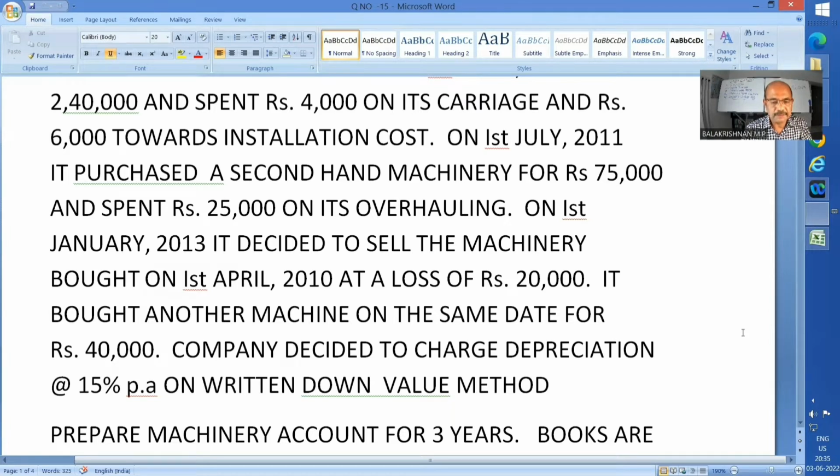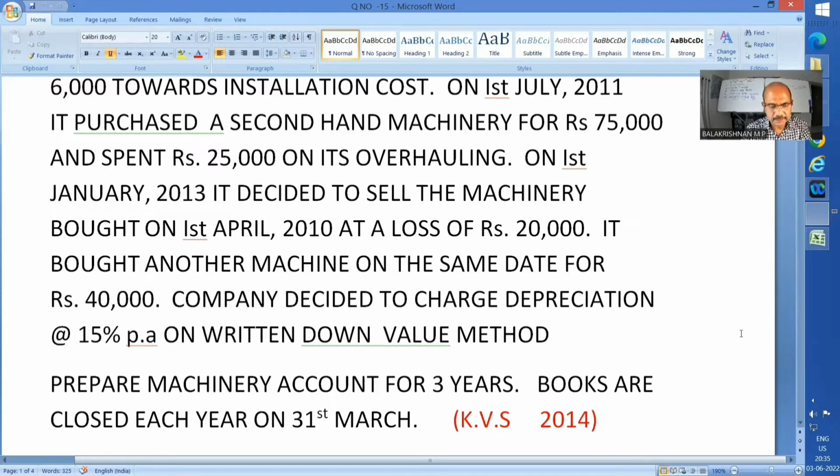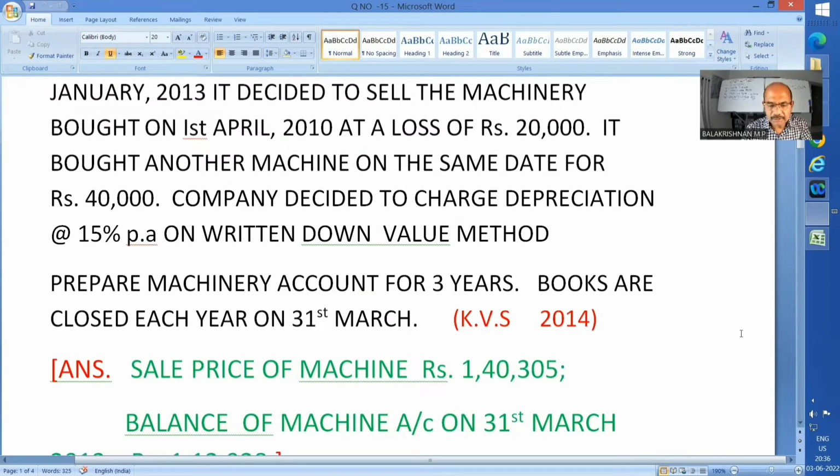We have to arrive at it. Anyway, it bought another machine on the same date for rupees 40,000. The company decided to charge depreciation at the rate of 15% on the reducing value method. Prepare the machinery account for 3 years. Books are closed each year on 31st March.